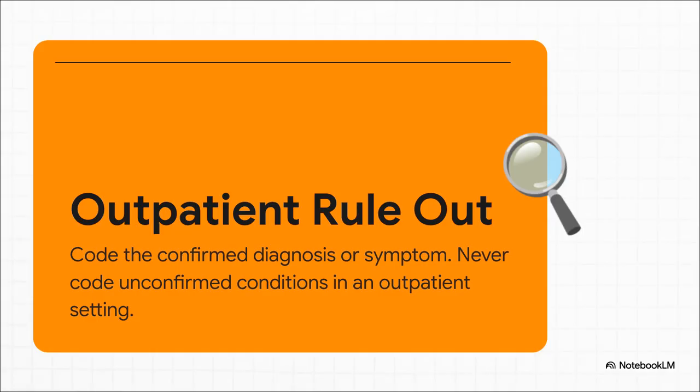So what's the real answer? Well, you report the confirmed diagnosis. In this exact case, you code the musculoskeletal chest wall pain or strain, and hey, if even that wasn't confirmed, you would simply code the symptom of chest pain. Basically, never guess on the outpatient side. Stick only to what is 100% known.